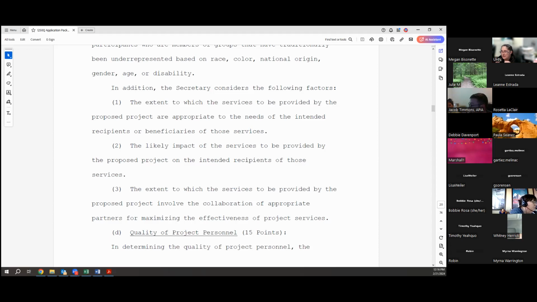And so don't be afraid to immerse where your culture fits in there. And then three, the extent to which the services to be provided by the proposed project involve the collaboration of appropriate partners for maximizing the effectiveness of your project services. So you've already talked about some partners, but again, where do your partnerships fit in? This is the piece that's talking about your project services, and how you may be unique and being able to mix that.